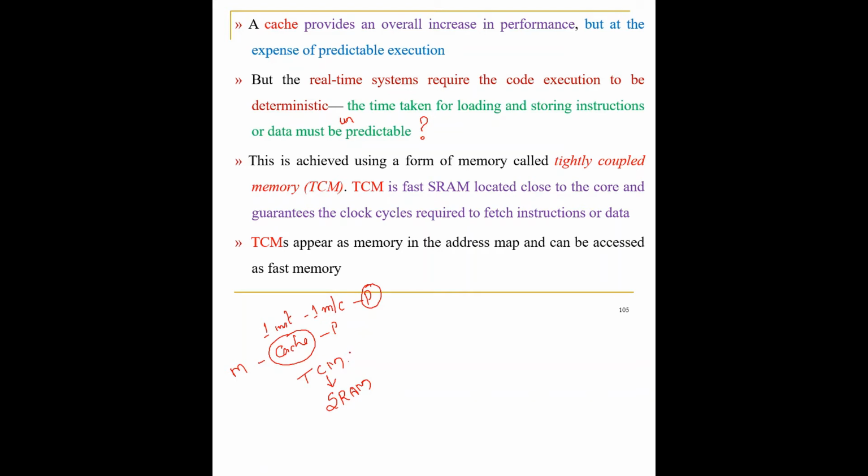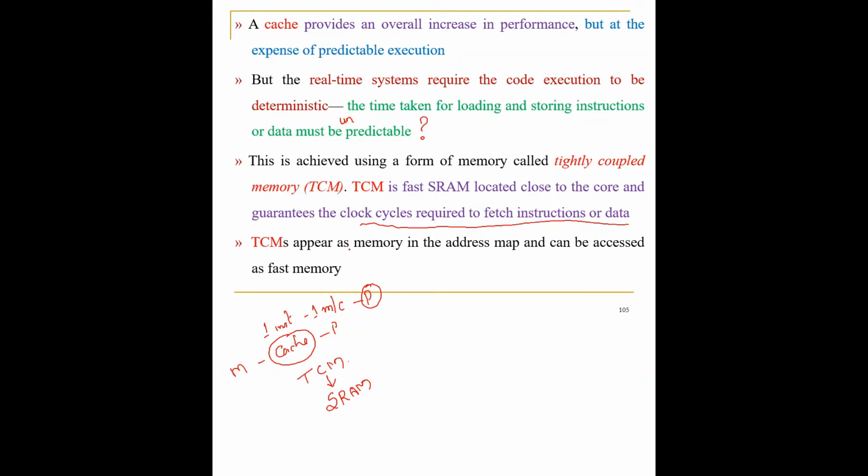So instead of using cache memory, we are going to use static random access memory, which is comparatively cheaper when compared to the cache memory, which is placed close to the core and guarantees the clock cycles required to fetch instructions or data, which means here it is predictable. If you use tightly coupled memory, you can predict the time taken to fetch the instructions or data from the main memory in order to give to the processor.